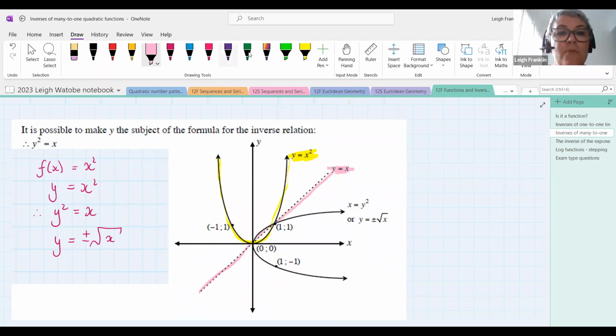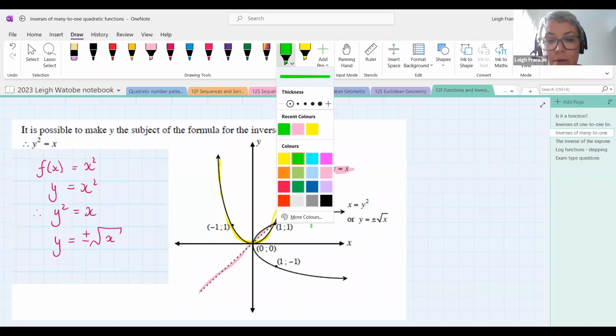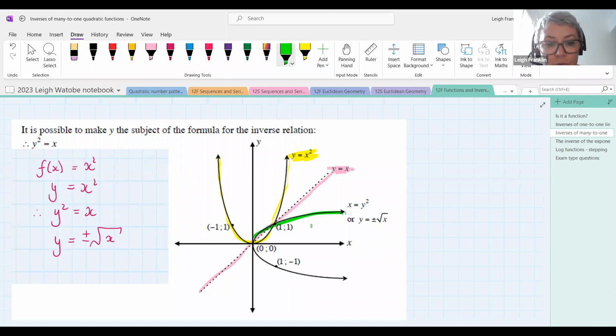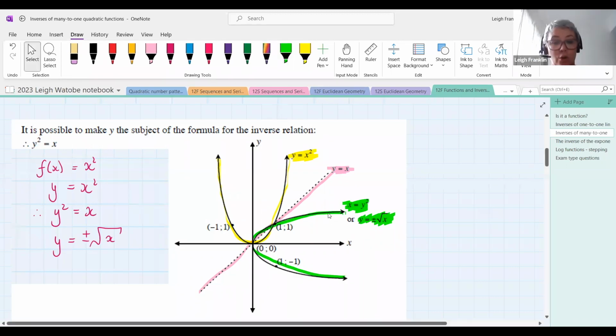And here is our reflection over that line. Let's put that in green. Okay, the one that I really didn't draw very well at all. The green one is the one that fails the vertical line test, so it is not a function. After we've switched x and y around, we're going to make y the subject of the formula. All right, so that is what it would look like.